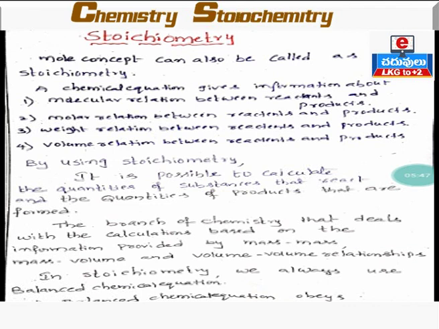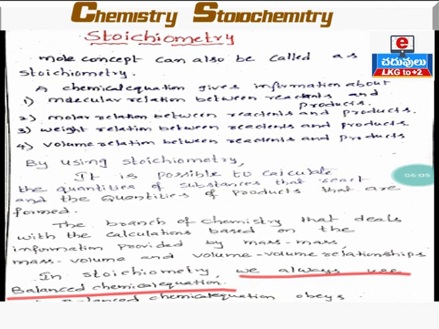Okay, stoichiometry needs a balanced chemical equation. Why should we use a balanced chemical equation? Why don't we use an unbalanced chemical equation in stoichiometry? Can you say the reason? What is the reason behind this?